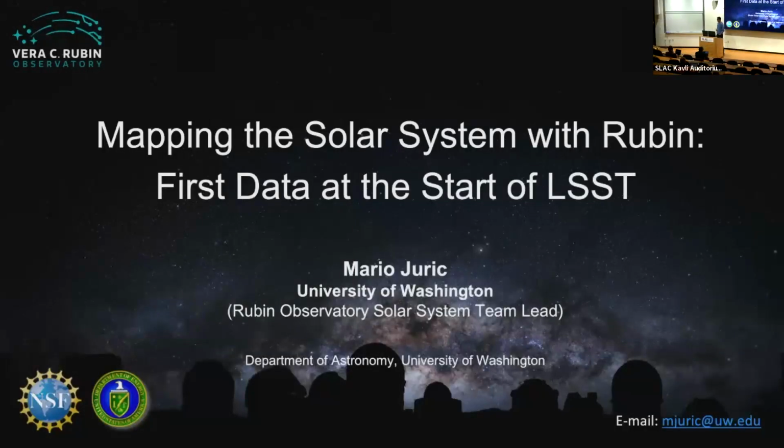Let's begin. My name is Mario Juric. I'm faculty at the University of Washington. I work on Rubin Solar System data processing, data products. Thank you for joining, coming to this session to hear more about, in general, what we've done with Rubin Solar System, and more specifically, given the DP2 release, about what you can find in DP2.